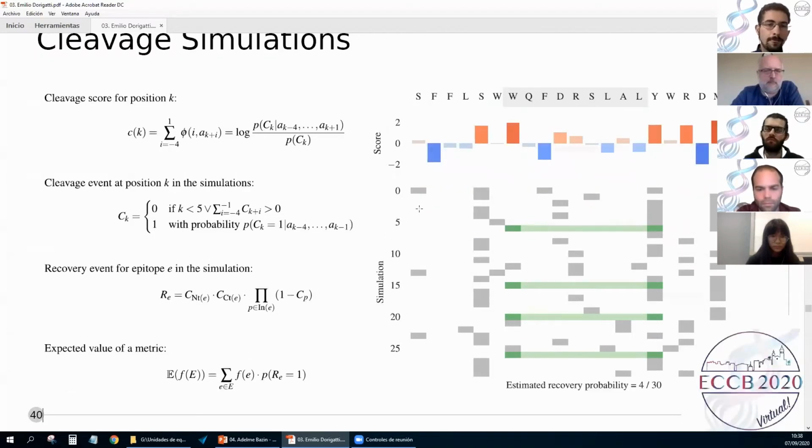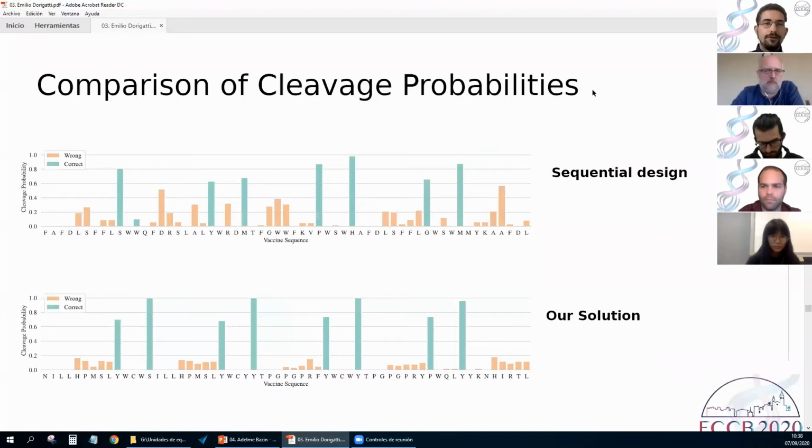And finally, we use these recovery probabilities to compute the expected value of certain metrics. And this expected value is what we use to evaluate the vaccine. Now, in this slide, you see two vaccines that were designed with a sequential design and with our solution. And for every position in the vaccine, you see the cleavage probability that we computed using the simulations. The green bars are the terminals of the epitopes, which is where we want cleavage to happen, and orange is where we want cleavage not to happen.